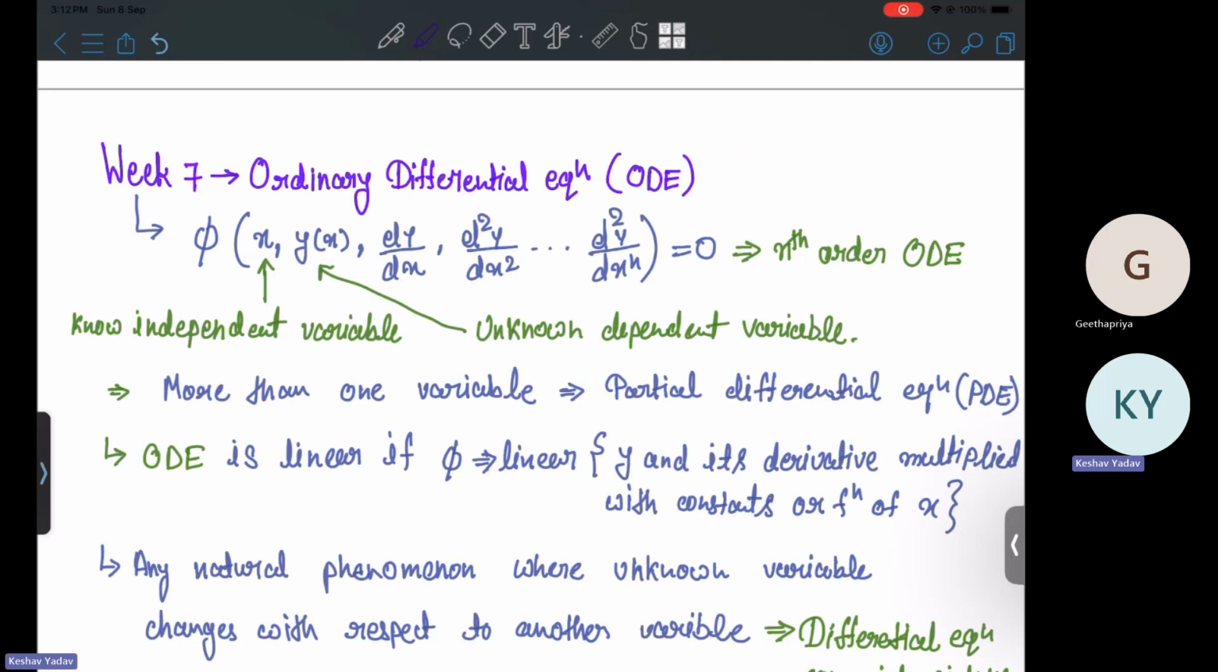So here we are going to discuss how we can solve ordinary differential equations using numerical methods.